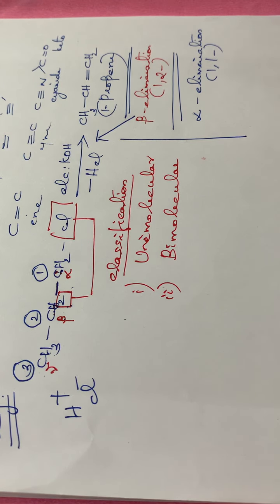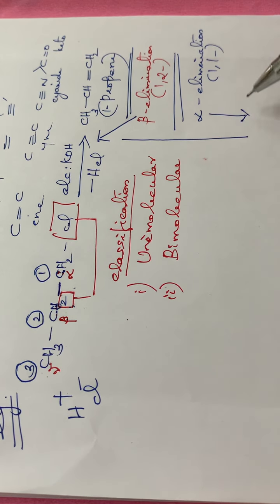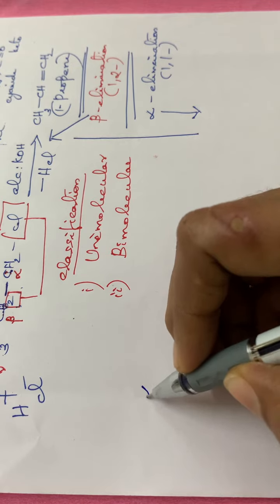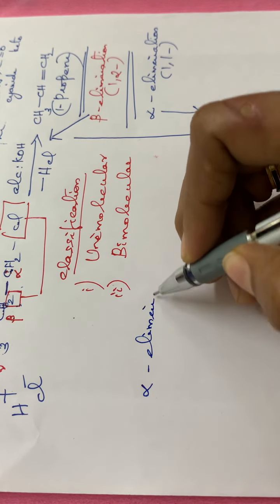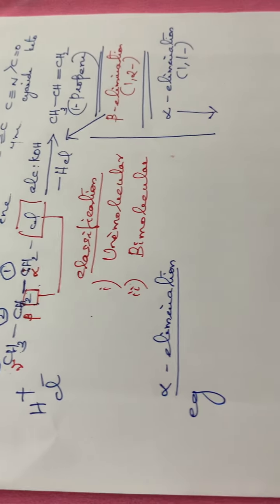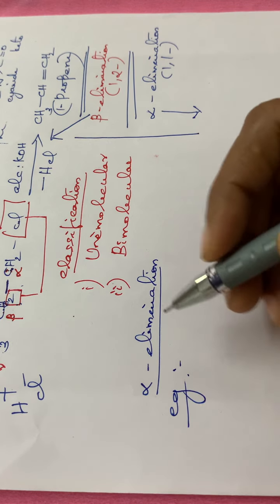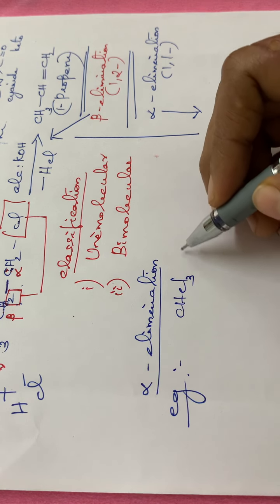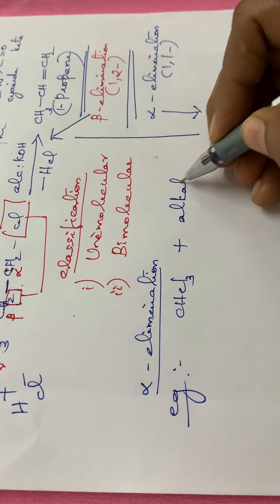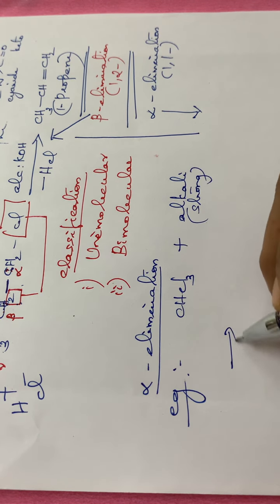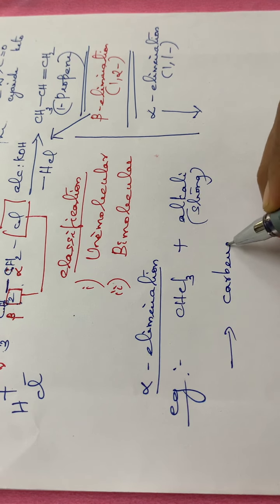I'll be writing one example for this alpha elimination, for example, elimination from chloroform. This is the example for beta elimination. Now the alpha elimination example. The formula for chloroform is CHCl3. When chloroform is treated with a strong alkali, in the first step an intermediate will be formed, a carbene intermediate.